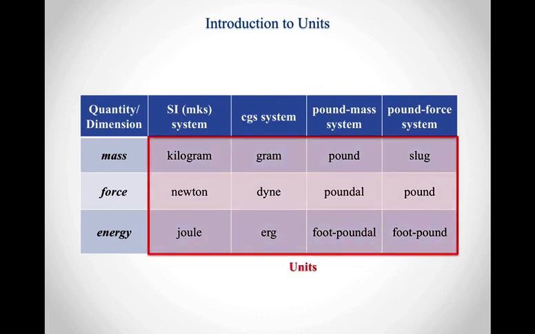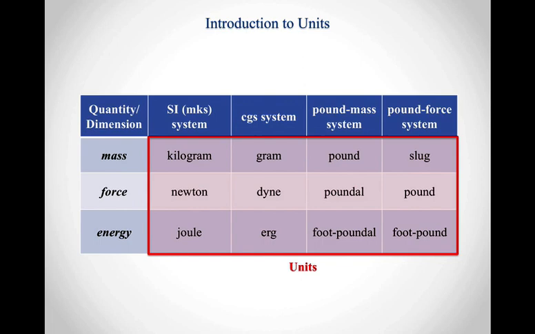Within the SI system, for mass we're going to use units of kilograms, force has units of newtons, and energy is going to have units of joules. In the CGS system, that's a different set of units. Mass is now going to be in grams, force will be reported in dynes, and energy is going to be reported in ergs. So each of these systems has its own unit that corresponds to a particular dimension.